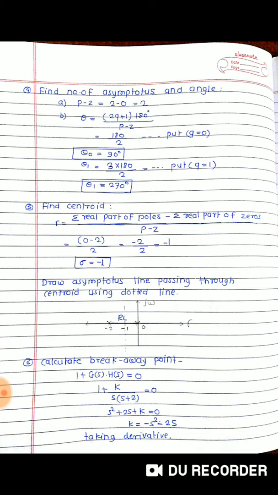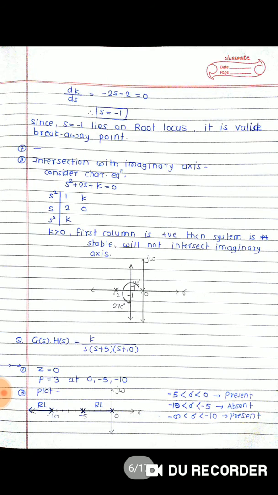Then solve it for K: K is equal to minus s squared minus 2s. Then we take the derivative of it, dK/ds is equal to minus 2s minus 2, which is equal to 0. Therefore we got s is equal to minus 1. Here s equal to minus 1 lies on the root locus, between 0 and minus 2, so it is a valid breakaway point.